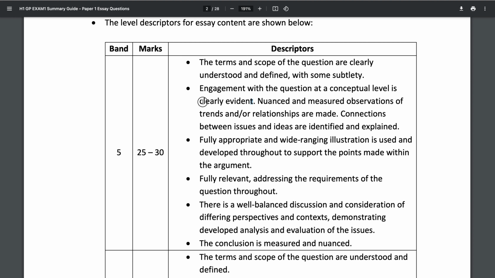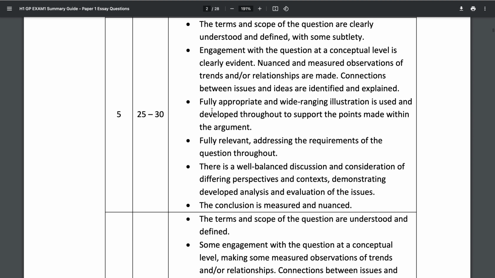Engagement with the question at the conceptual level is clearly evident. This is what I was saying just now. Nuance and measured observation of trends and of relationships are made, connections. This is all I said regarding conceptual understanding. Fully appropriate and wide-ranging illustration is used and developed throughout to support the points made within the argument. That means that you need to have a very large range of evidence and examples.